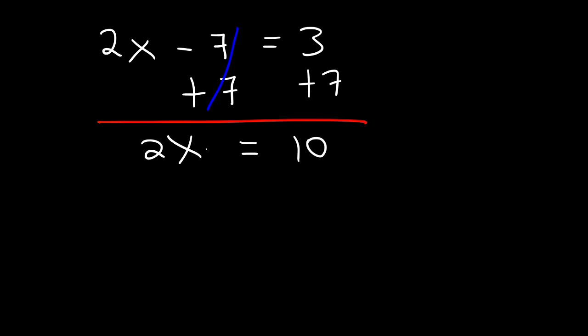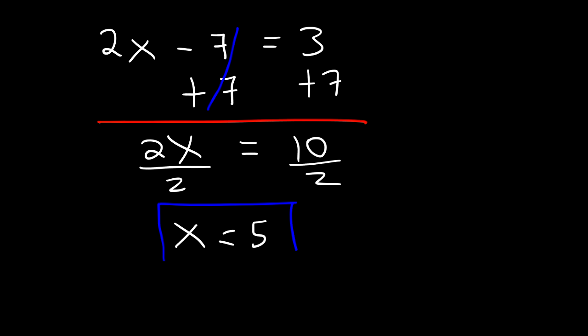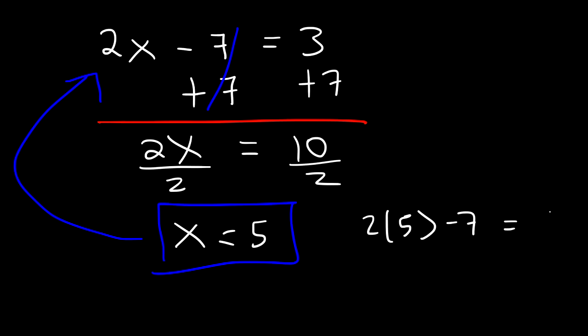Now once you get to this part, you can separate the 2 and the x by division. And 10 divided by 2 is 5, so this is the solution. x is equal to 5. And you can plug it back in to see if the answer is correct. So 2 times 5 minus 7, is that equal to 3? 2 times 5 is 10, and 10 minus 7 is 3. So the equation is balanced.